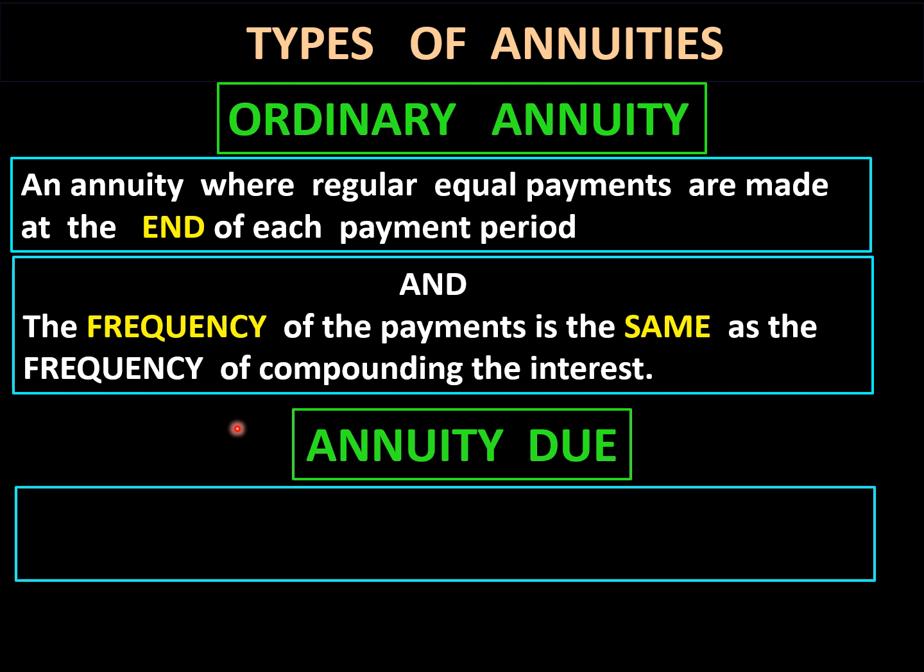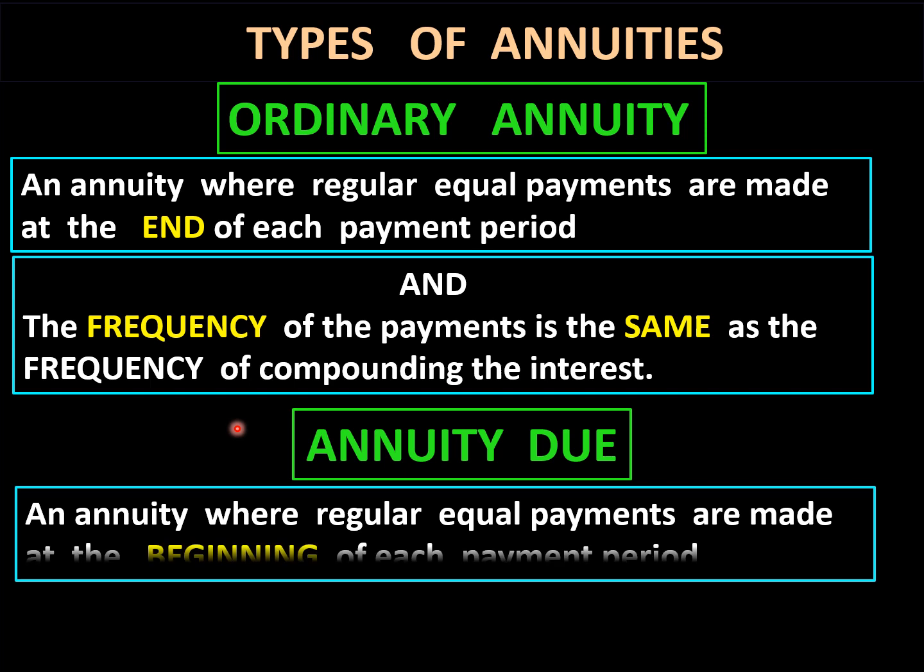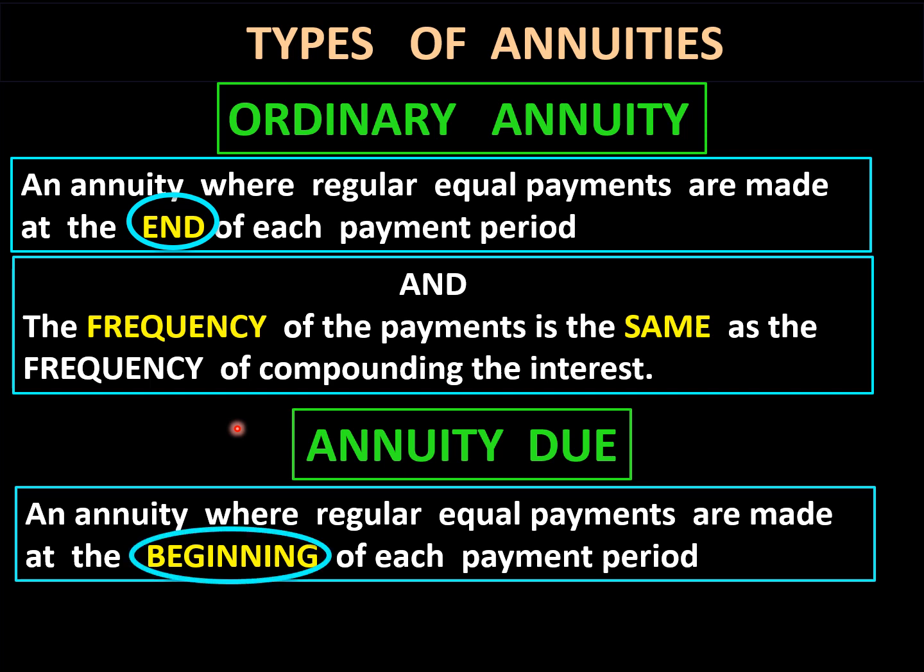Then we have an annuity due. Here we have an annuity where the regular payments are not made at the end, they're made at the beginning of each period. So you can see the difference between ordinary and due: this one is end and this one is beginning.